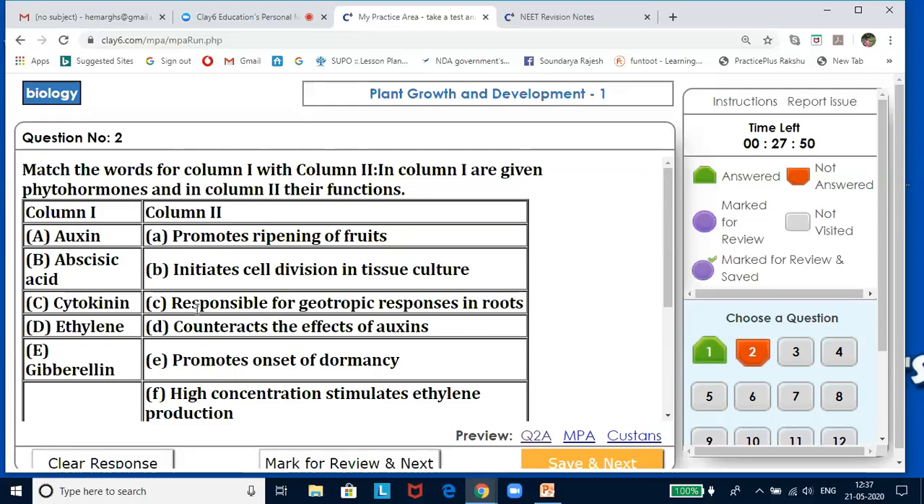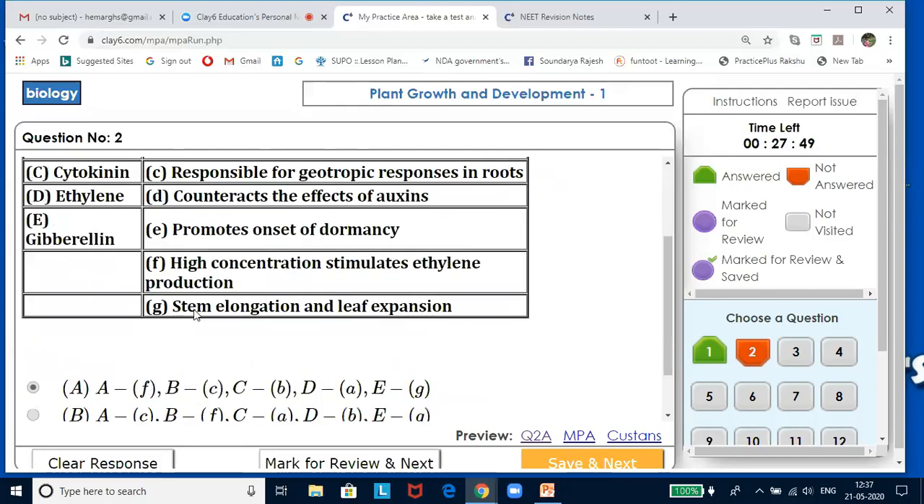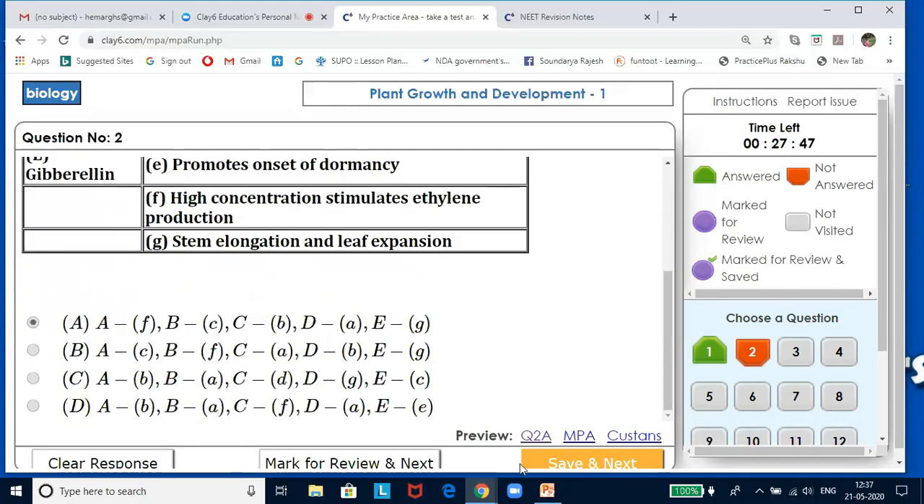Ethylene is a gaseous phytohormone. True. It is responsible for ripening many fruits. True. But it is not explaining the assertion. So the choice is B. Both assertion and reason are true, but the reason is not the correct explanation.